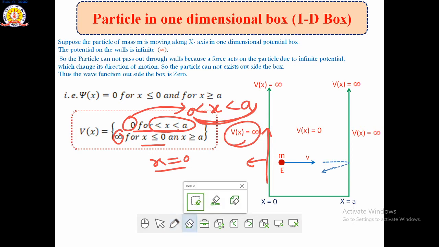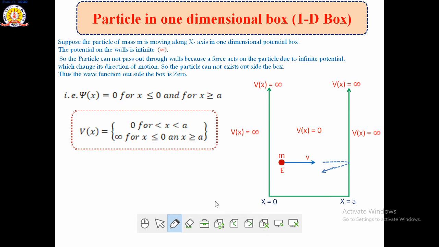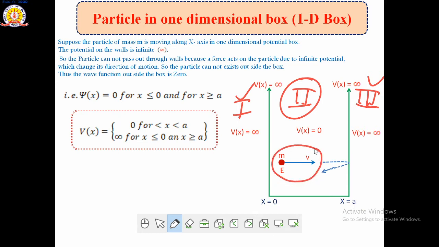So you can consider this one the first region, this one the second region, and this one the third region. In the first region and third region the potential energy will be infinite, and in the second region the potential energy will be 0. In our case we consider only within this box. I don't want to find the wave function outside this box, in the first and third regions. So please focus on the particle within this box which has the width small a.